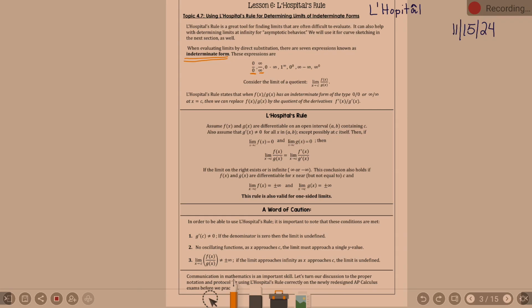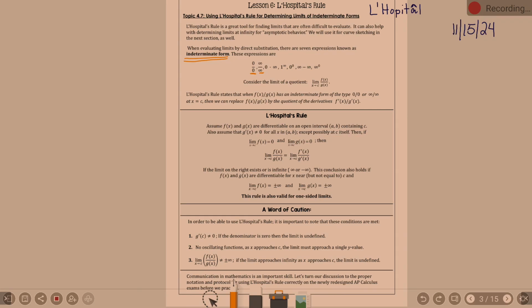Consider the limit of a quotient, the limit as x approaches c of f of x over g of x, where you might get a 0 over 0 or infinity over infinity. L'Hopital's rule states that when f of x over g of x has an indeterminate form of 0 over 0 or infinity over infinity at the point x equals c, then we can replace f of x over g of x by the quotient of the derivatives, f prime of x over g prime of x. It's not the quotient rule. It's just doing the derivative of the top and the derivative of the bottom. And then we get to retry the limit and hope it works.